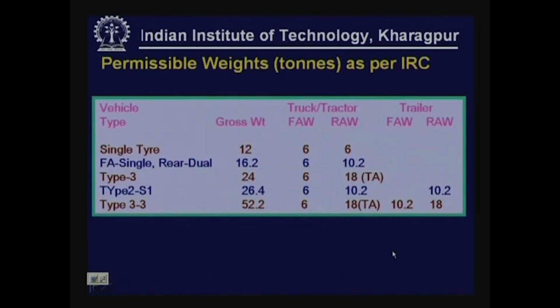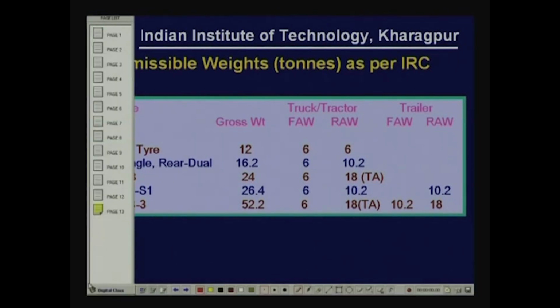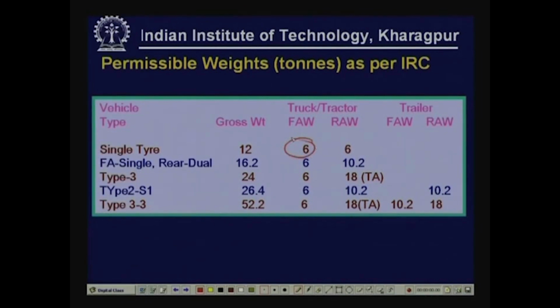So Indian Road Congress also gives us what is the permissible limit on each one of these axles or each one of these types of vehicles. For example, if you have an axle having single tire on each side, then the permissible limit is 6 tons. So if you have a vehicle having 2 axles, both having single wheels, then you can have on the front axle weight can be 6 tons maximum, rear axle weight can be 6 ton. So naturally the gross weight of the vehicle will be 12 ton.